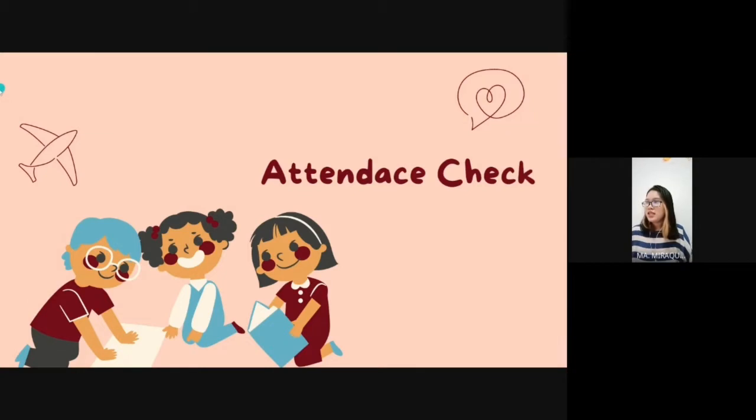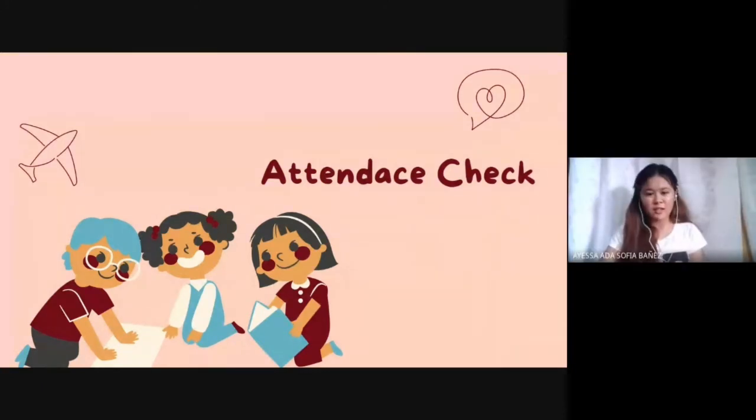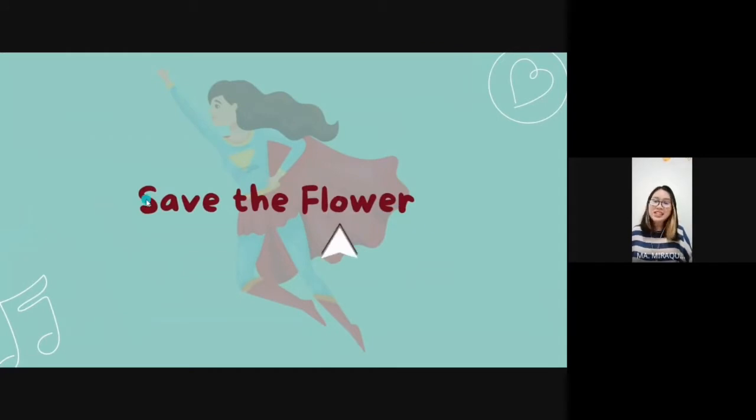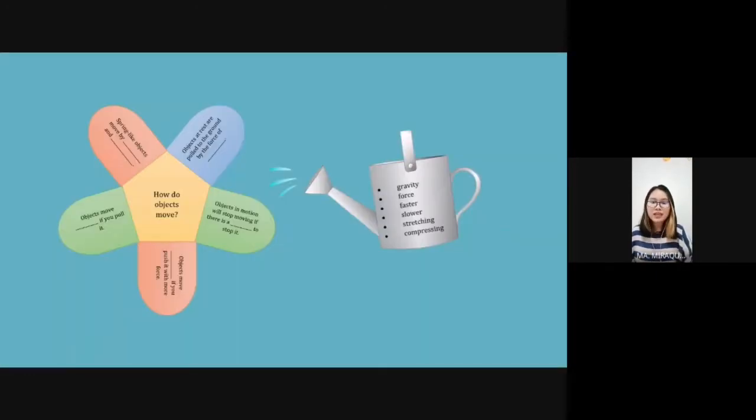That is very nice, everyone. We're all present today. So to proceed, we will recall our previous lesson. Can you still remember our previous lesson? Anybody? Motion of objects, that's great. So today we will recall that using an activity entitled Save the Flower. You are superheroes today.